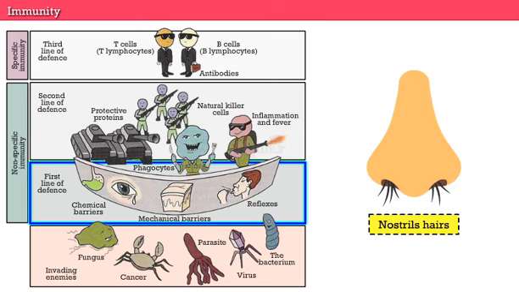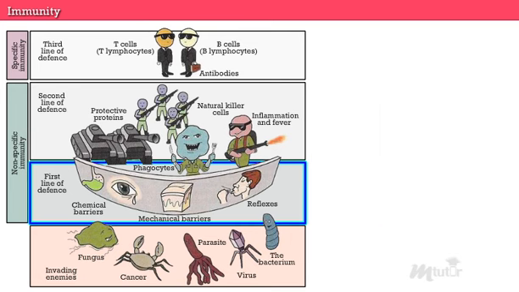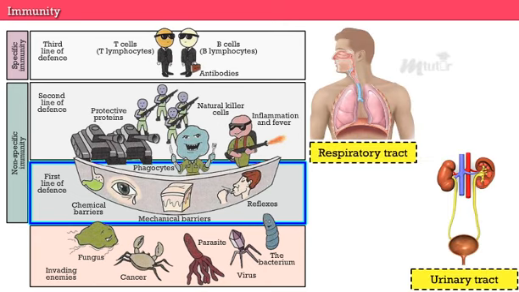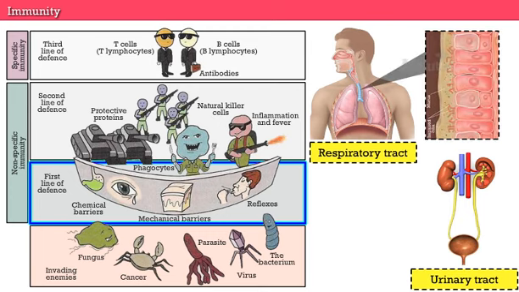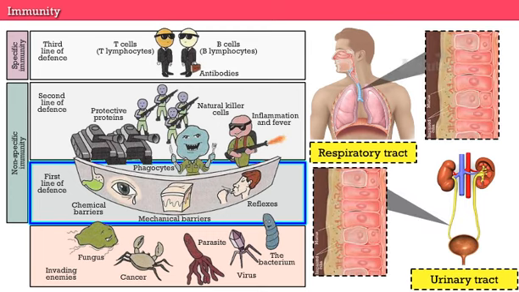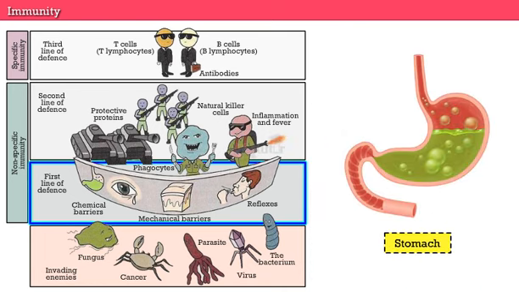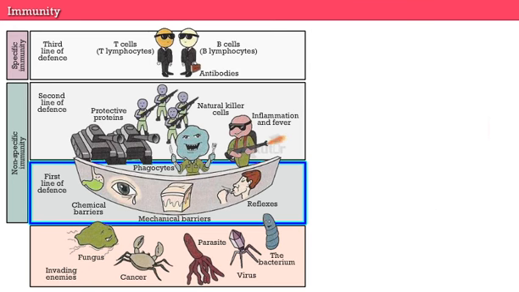The mesh of fine hair in our nostrils filters the particles from entering the respiratory system. The mucus that coats the epithelium of the respiratory and urinary tract traps the particles. The cilia of the epithelial cells move the mucus out, along with the trapped particles and microbes. HCl in the stomach clears the particles from entering our body.